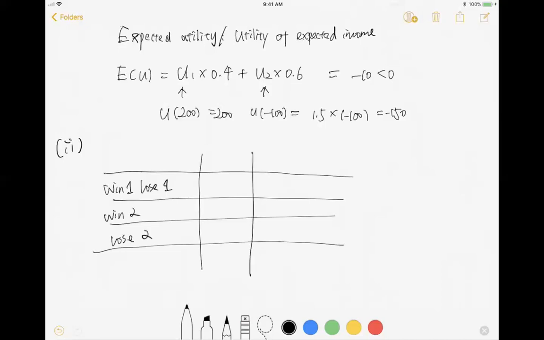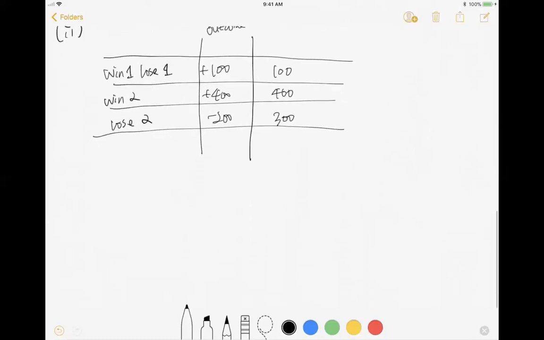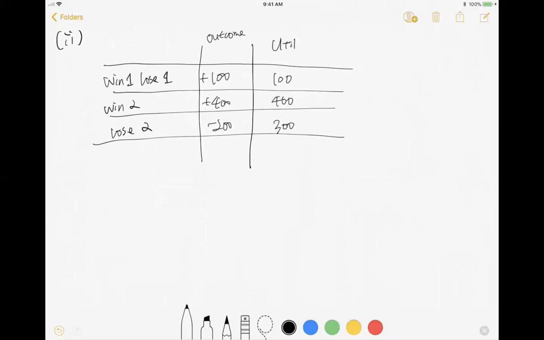And what are the outcomes in monetary terms? If he wins one, loses one, his outcome will be positive 100. And if he wins two, there will be 400. And if he loses both, he will lose $200. And what about the utility level for those three situations? Positive 100 utility level will be 100. Positive 400 utility level will be 400. Negative 200 utility level will be 300. You can use the utility function to get these results.